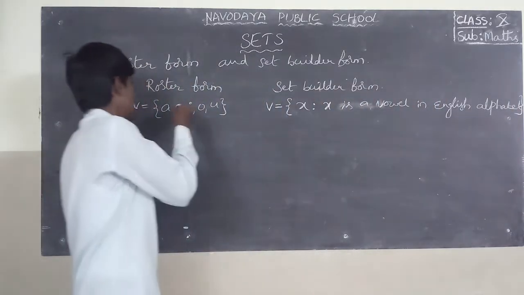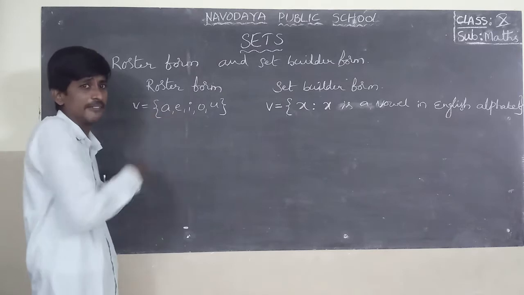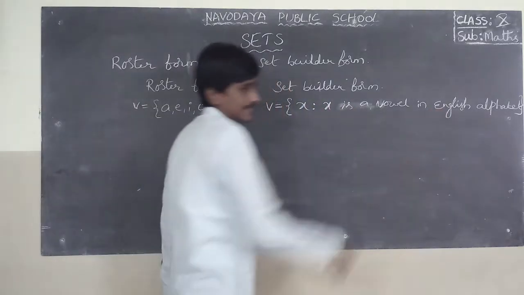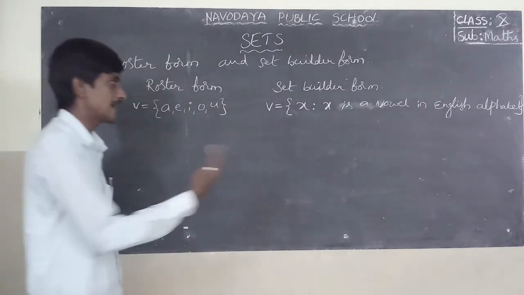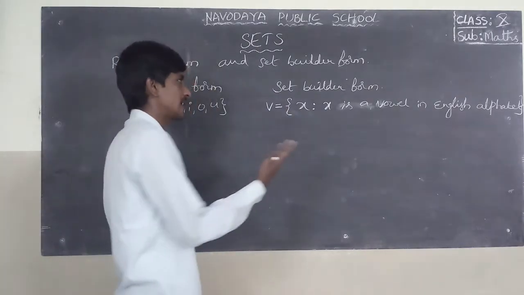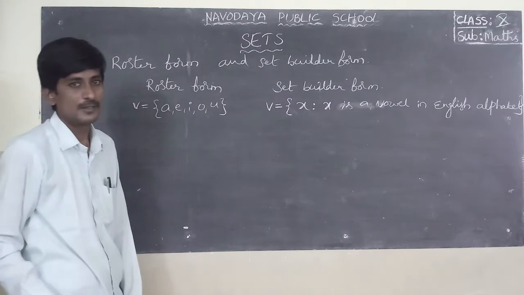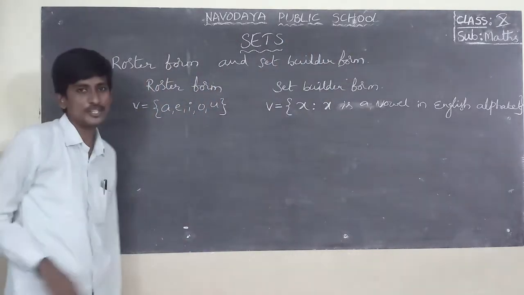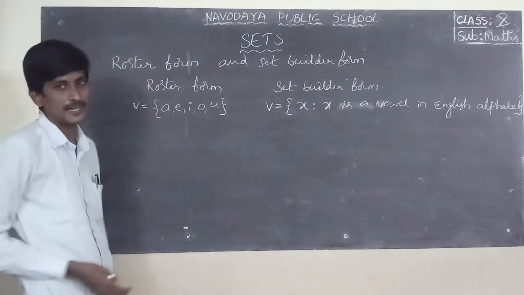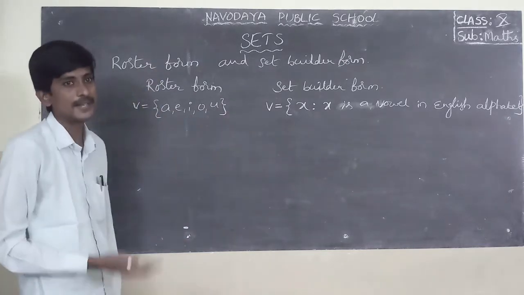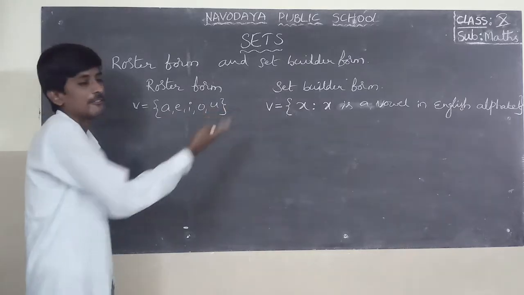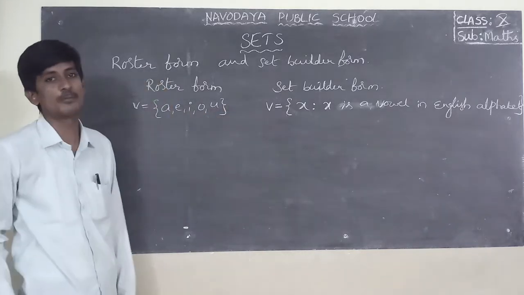If the roster form or elements are given, you write the elements in the form of a sentence. That is called set builder form. If the set builder form is given, you write the roster form. Like, what are the vowels in the English alphabet? A, E, I, O, U, included within braces. This is called roster form.